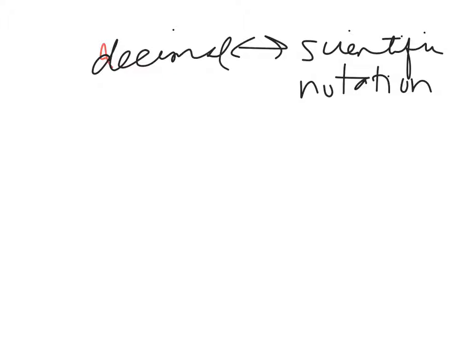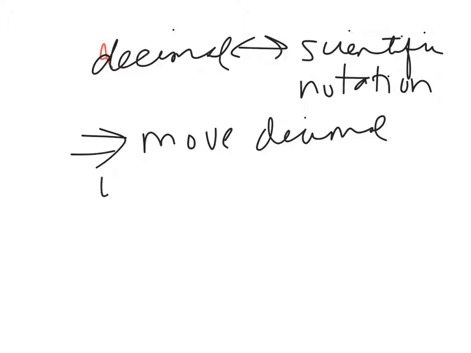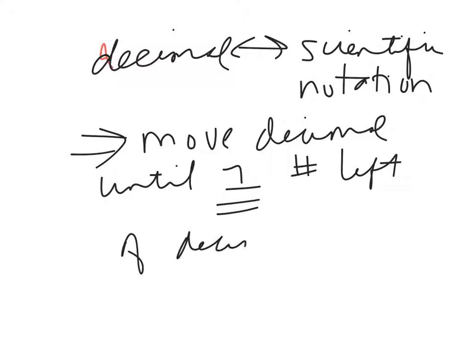So when we do these conversions, we're going to move the decimal point in our decimal notation either to the left or the right until there's only one number to the left of the decimal. And every move that we make with that decimal point is going to be the equivalent of either multiplying or dividing by a power of 10. So let's take a couple of examples.